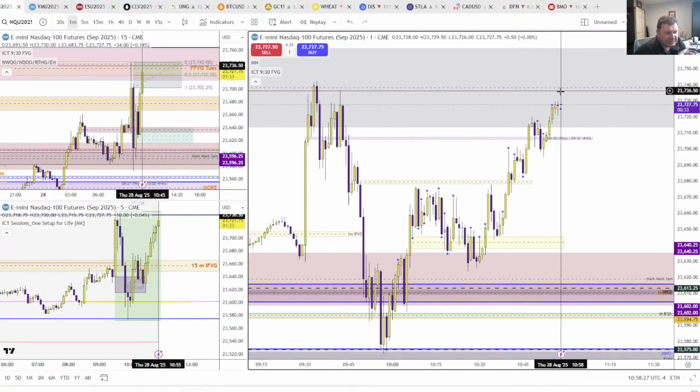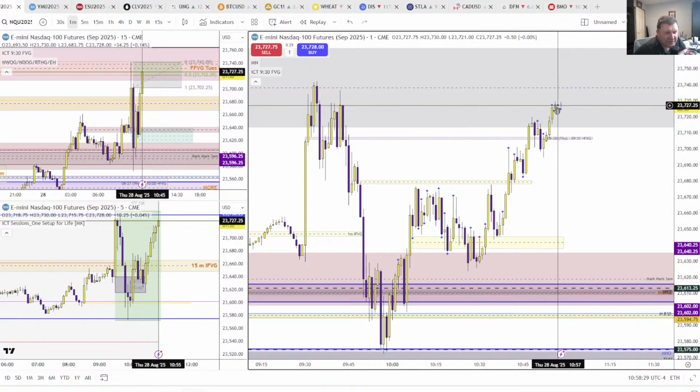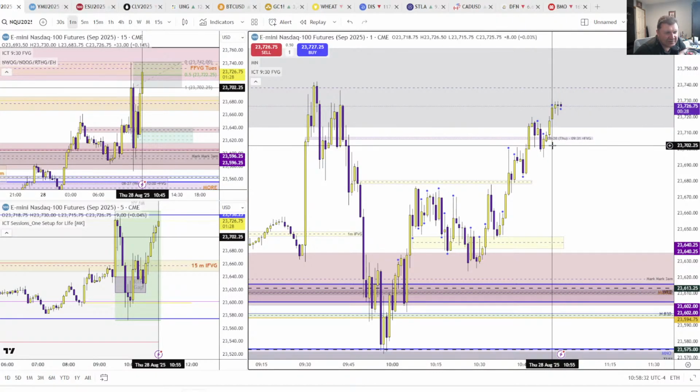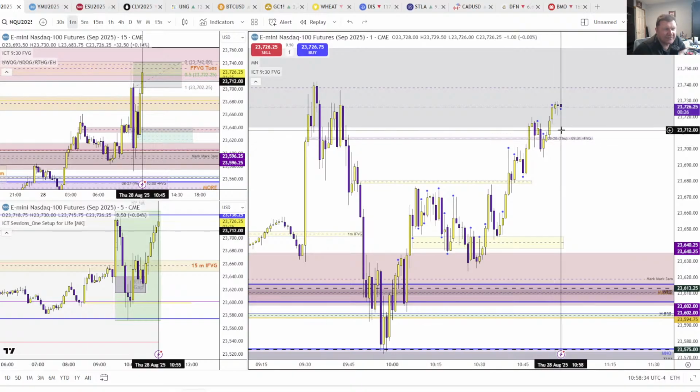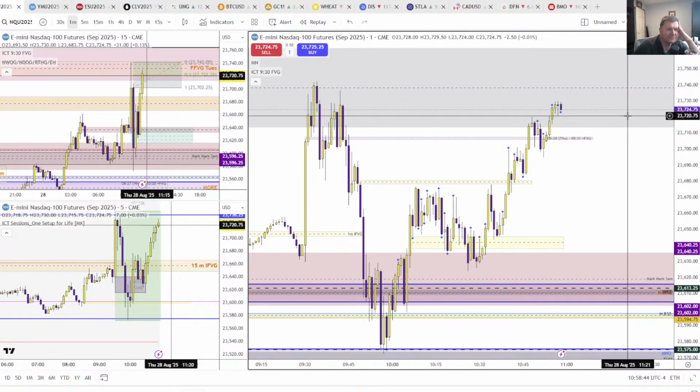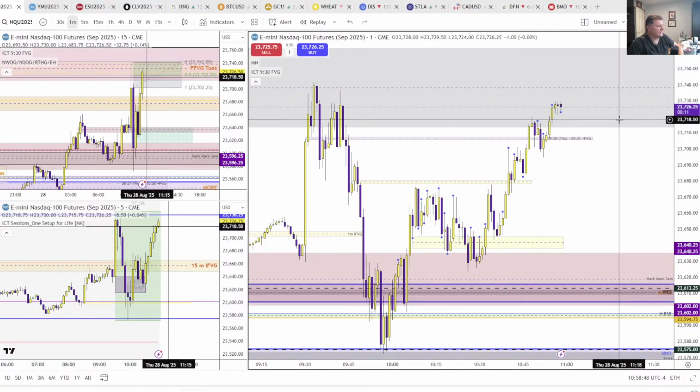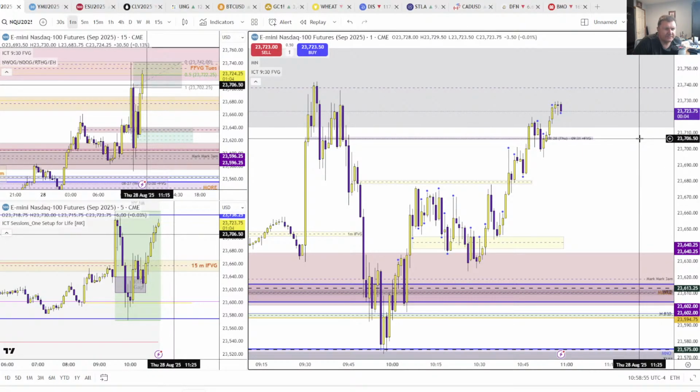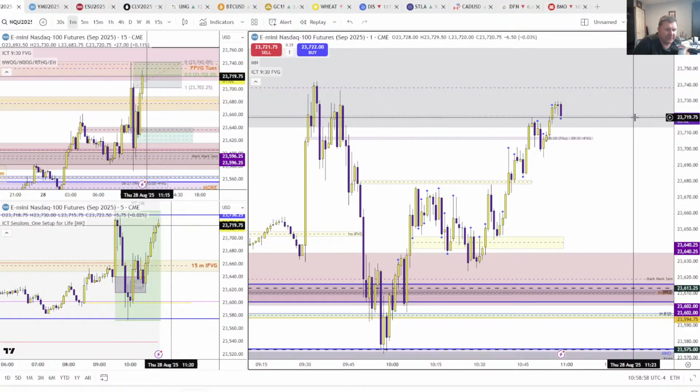So you want to really see it start to get out of here. This whole waffling, sitting here, candles while it's trying to make up its mind what it wants to do. What you want to see. Let's see if we can get back into that candle. There she goes. There's the tap.